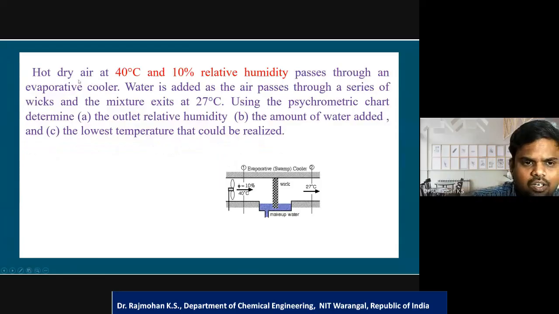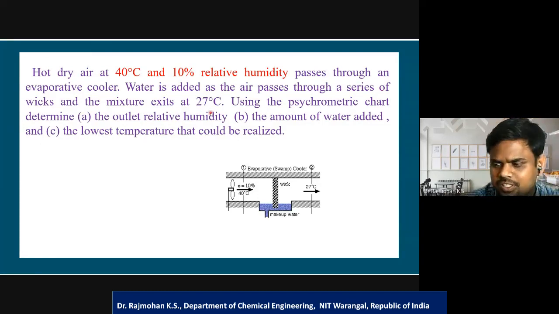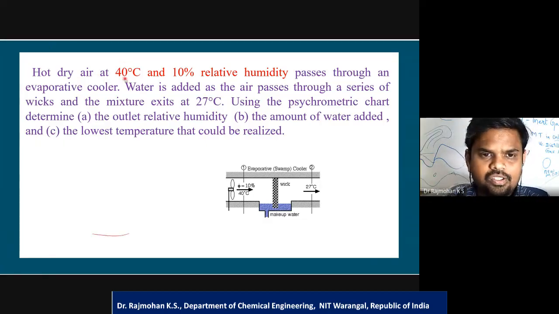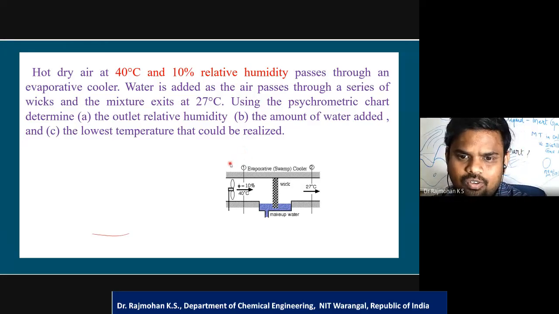Next problem. Hot dry air at 40 degrees Celsius and 10% relative humidity passes through an evaporative cooler. Water is added as the air passes through a series of wicks and the mixture exits at 27 degrees Celsius. Using the psychrometric chart, determine the values. So the two parameters are given, 40 degrees Celsius and 10% relative humidity. With that we can go to the graph.